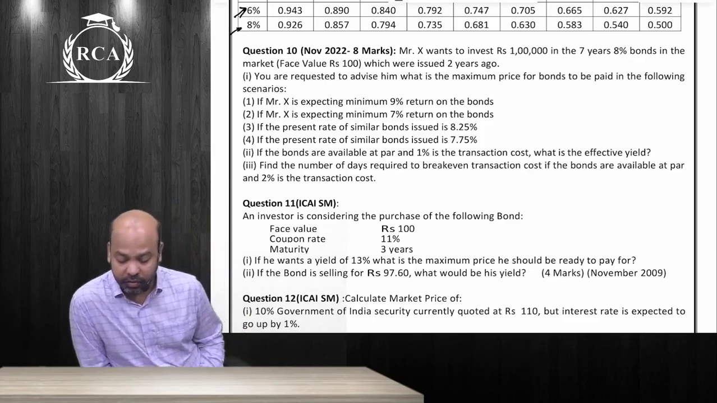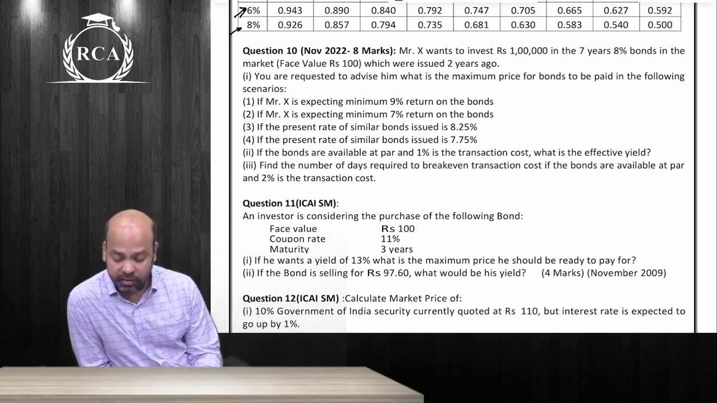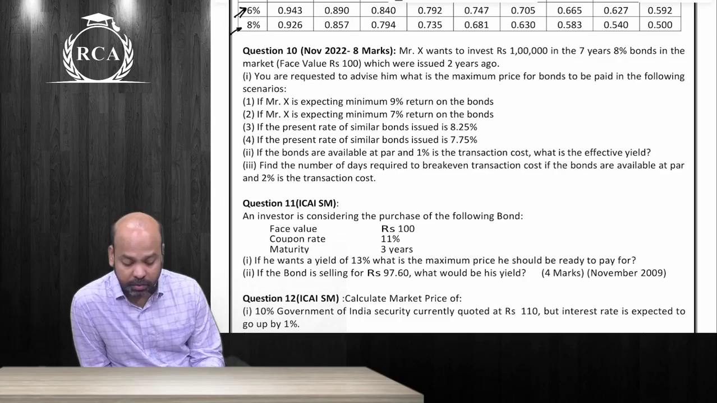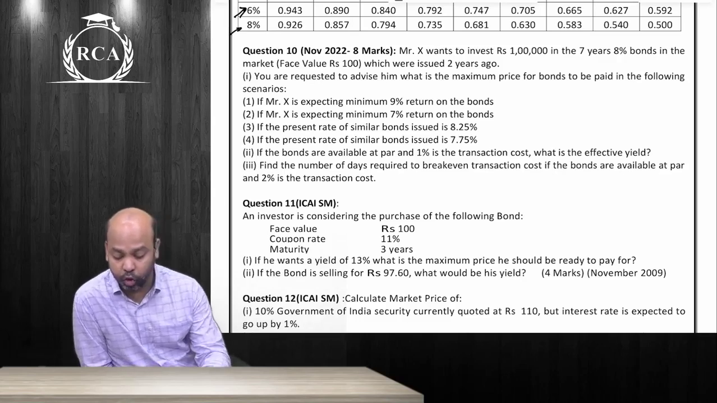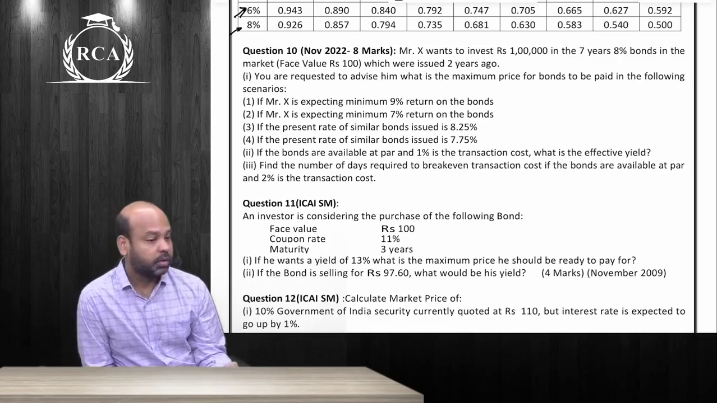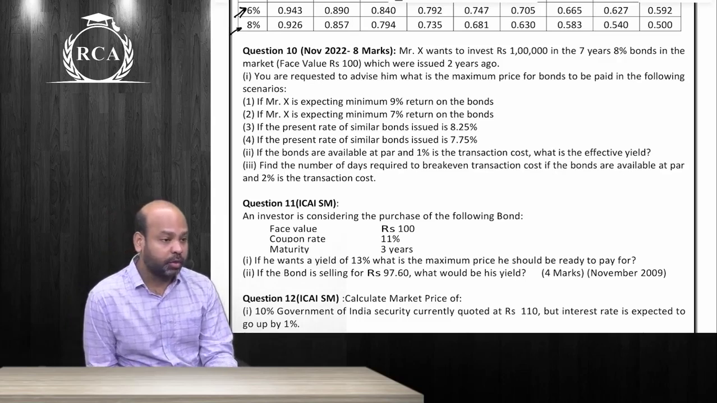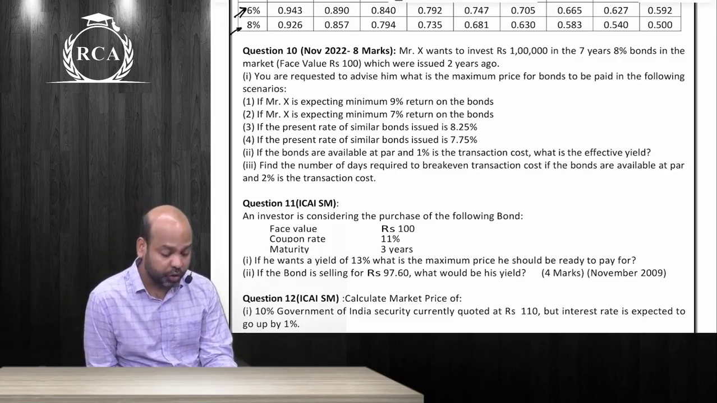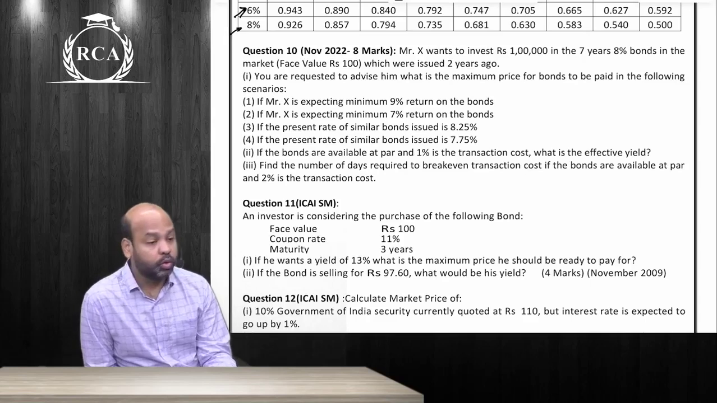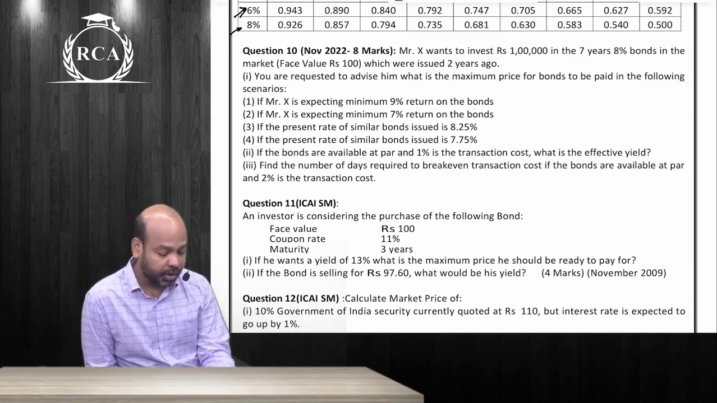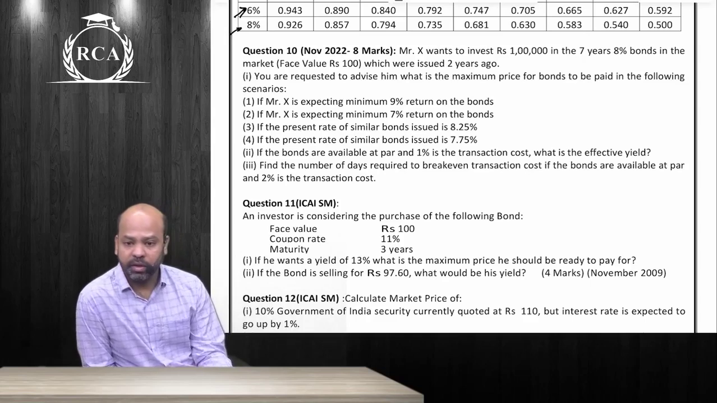Mr. X wants to invest rupees 1 lakh in 7 years, 8% bond in the market, face value 100, which were issued 2 years ago. The total maturity of the bond is 7 years. The bonds were issued 2 years ago. So what is going to be the remaining maturity of these bonds? 5 years.